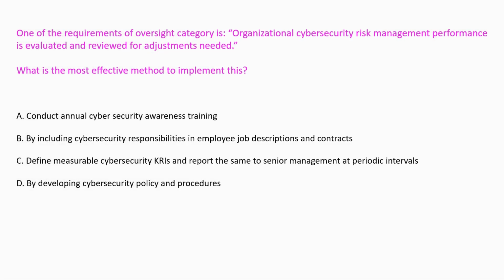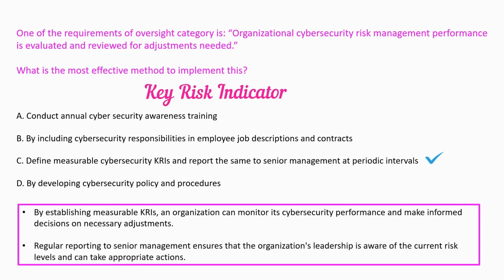Next question. The Oversight category requires that organizational cybersecurity risk management performance is evaluated and reviewed for adjustment needed. Which of the following is one of the most effective methods to implement this? The correct option is answer C, to define cybersecurity KRIs and to present the same to senior management at periodic intervals for any improvement.